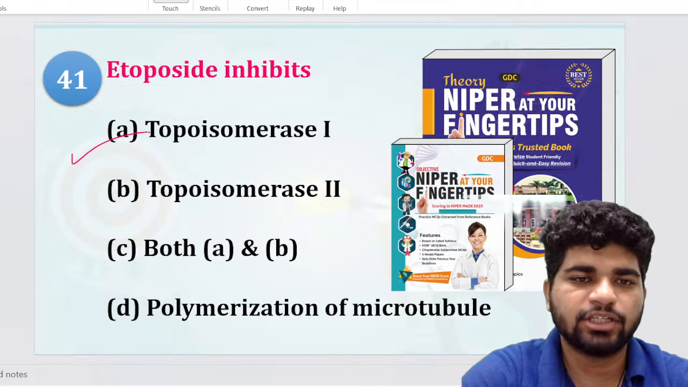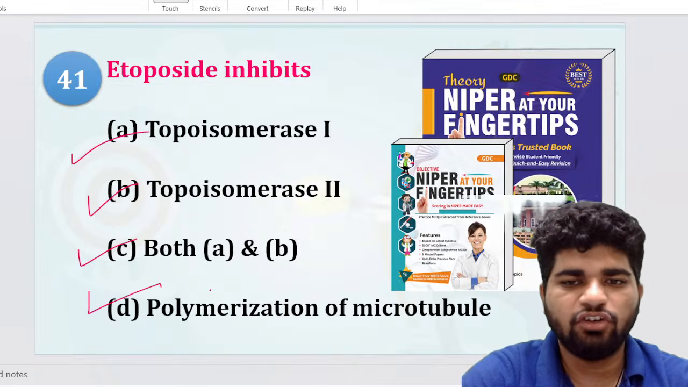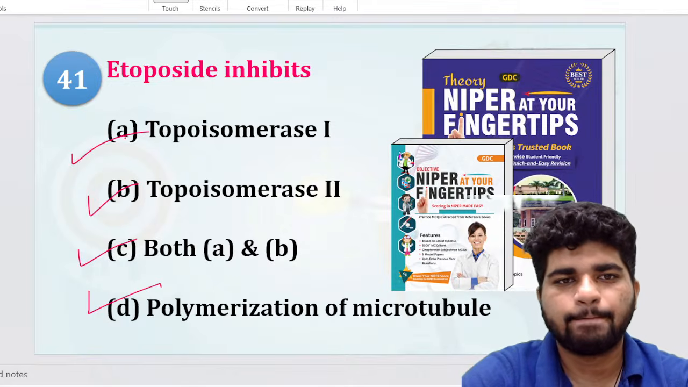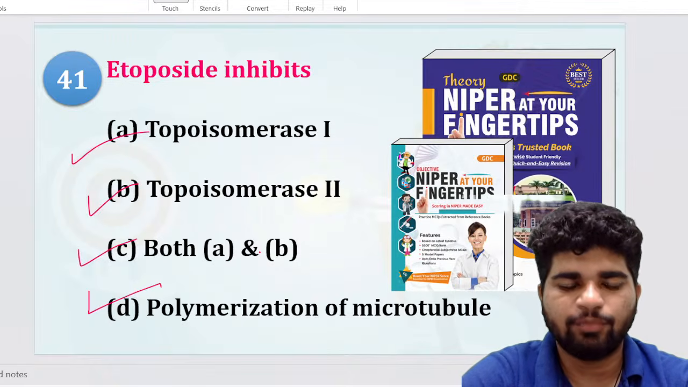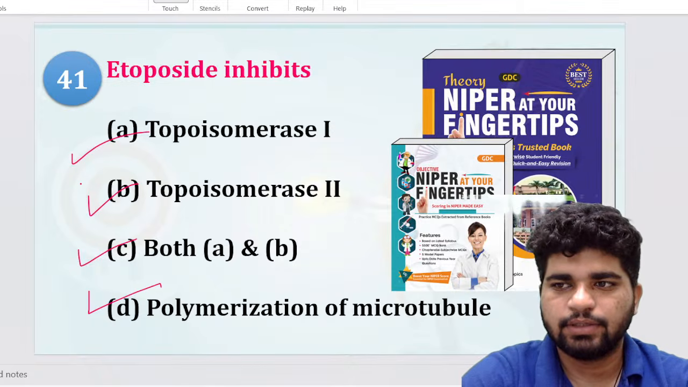Okay, now etoposide inhibits what? Etoposide inhibits topoisomerase 1, topoisomerase 2, both A and B, or polymerization of microtubule. Yes, etoposide.